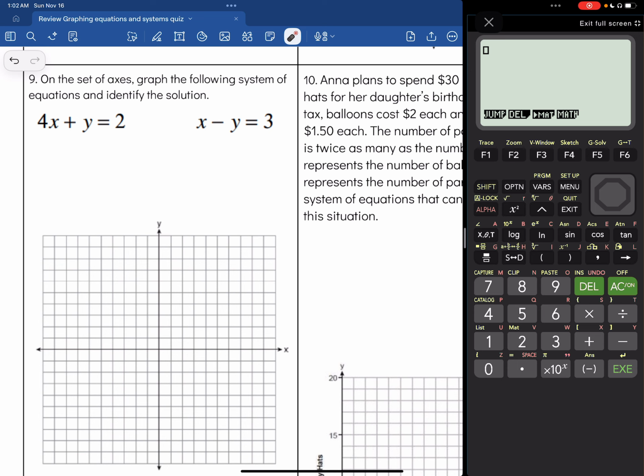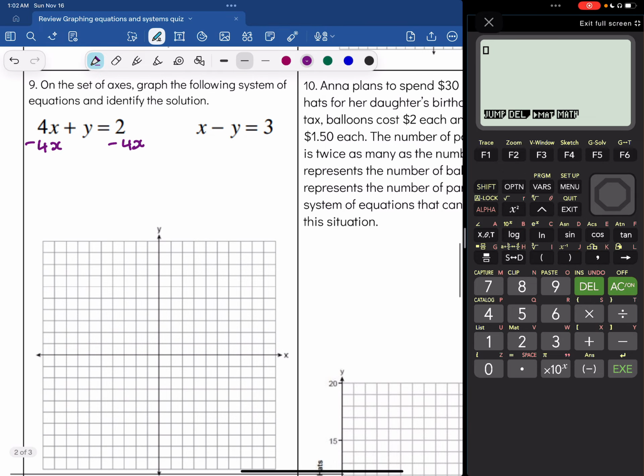So in the first equation, I'm going to start by subtracting the 4x from both sides. Remember, I'm using inverse operations here. So since this was a positive 4x, I'm going to subtract the 4x from both sides. This cancels out. And I'm left with y. Where's my pencil? Okay. y is equal to 2 minus 4x.